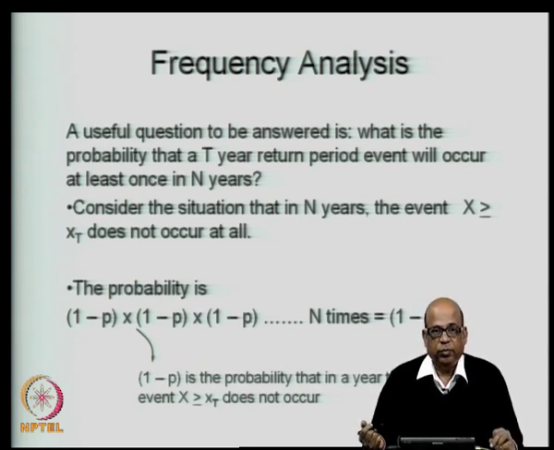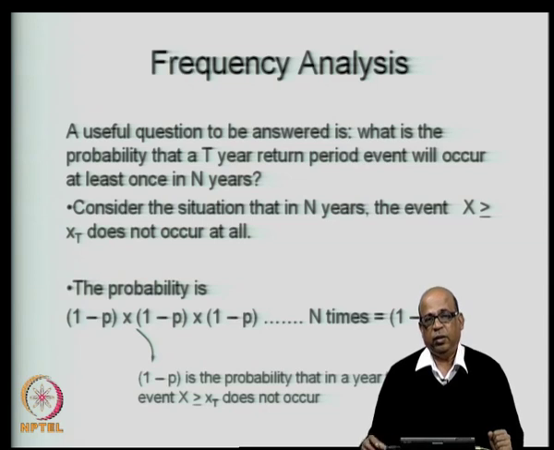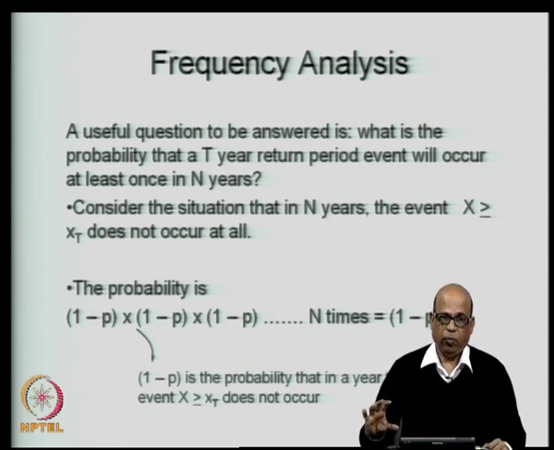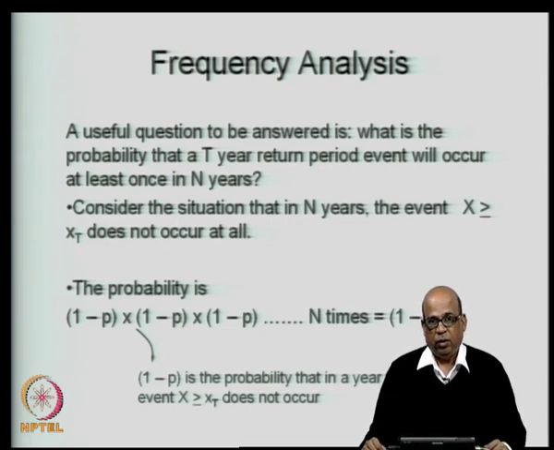Now, related to this, an interesting and useful question that we need to answer is, what is the probability that a T-year return period event will occur at least once in n years? There is a subtle understanding that is necessary here. Let us say that we are designing a critical structure, let us say a nuclear reactor or some such thing, and you want to protect this structure against flooding. And this nuclear reactor may last for, let us say, 1000 years or some such thing.